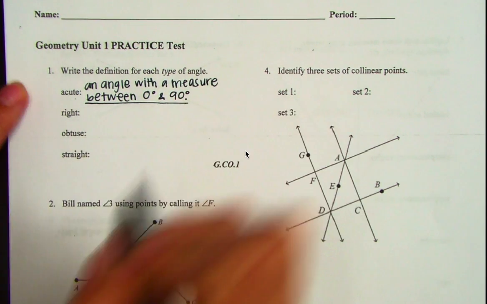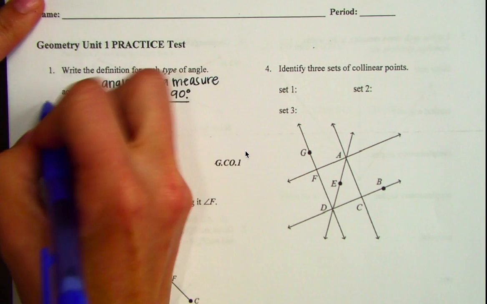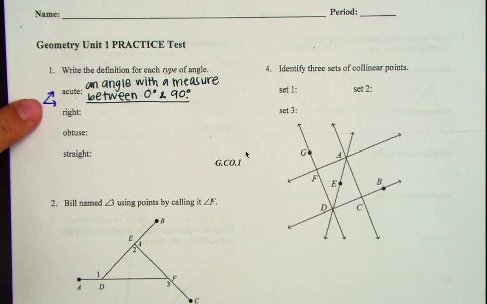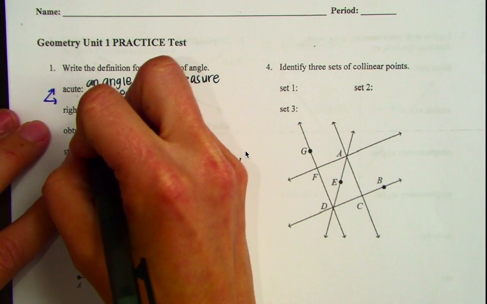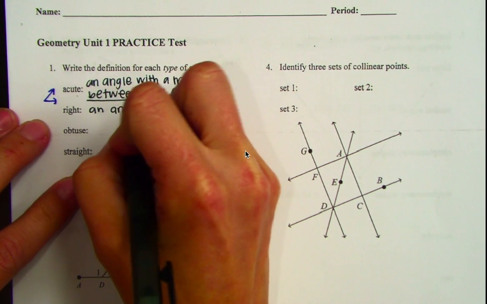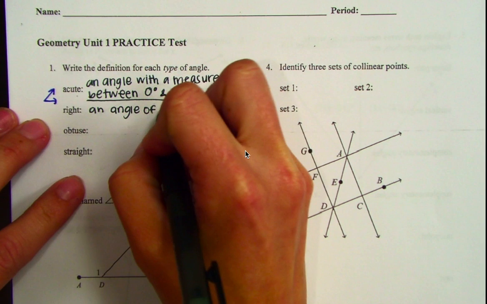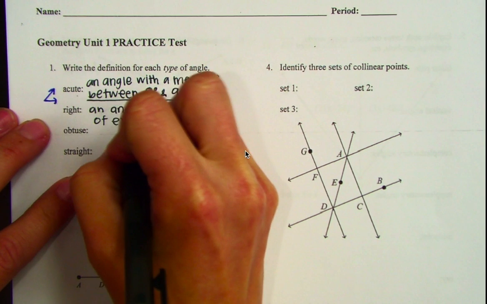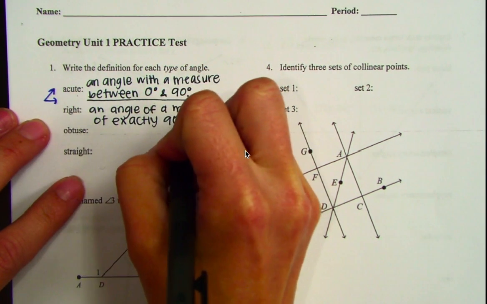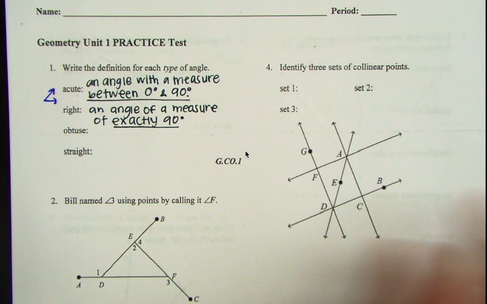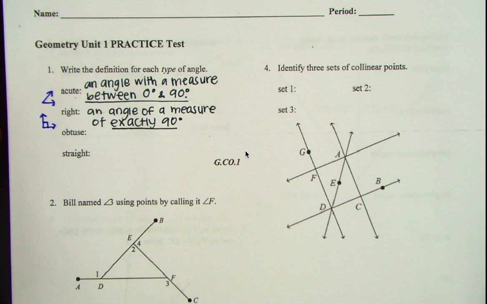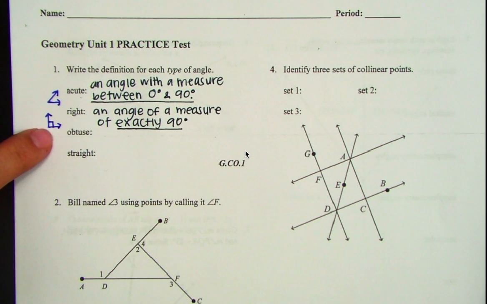So I'm going to go ahead and draw just a little quick picture of that for you. Here's an example of what an acute angle would look like. So it's less than 90 degrees, greater than 0 degrees. So next, a right angle is an angle with a measure of exactly 90 degrees. So exactly 90 degrees for a right angle, and an example of that would be an angle that looks like that. It has a little box in the corner to show exactly 90 degrees.